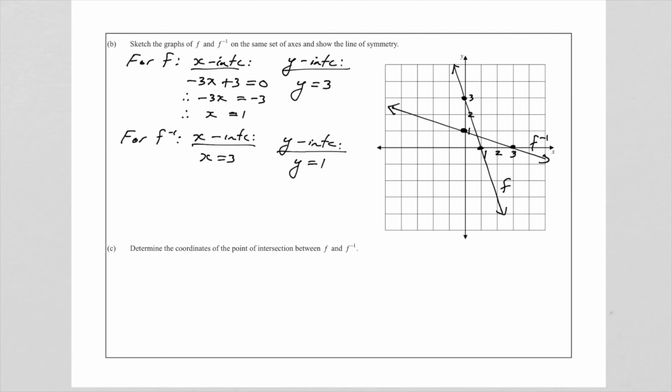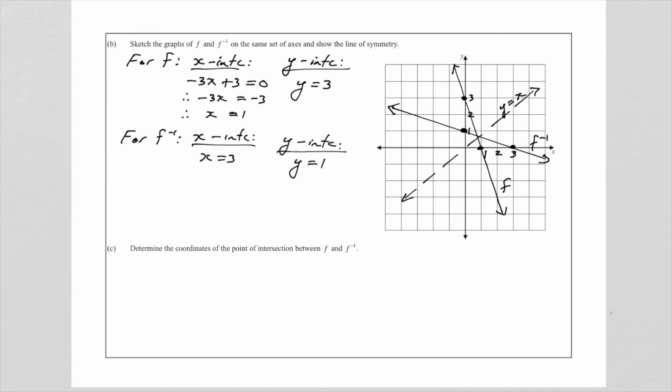So let's just draw that line. So as you can see, there is my line of symmetry. We always draw it as a dotted line. And please remember to put the equation on this line. And the equation of this line is y equal to x. That is always the line of symmetry when we deal with inverse functions. So there we sketch the function f with its inverse on the same set of axes.